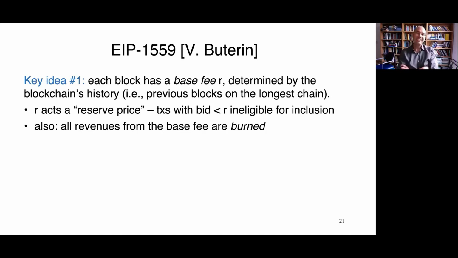But remember, we don't have to do that. The protocol has tremendous flexibility over what happens to that revenue. And in fact, in the new transaction fee mechanism, all of the revenues generated from the reserve price, from the base fee, are burned, taken out of circulation. Sometimes you hear people say EIP 1559 makes Ethereum deflationary, which is not quite right. It makes it less inflationary than it was before.